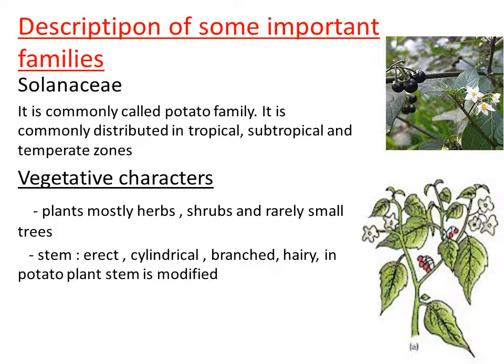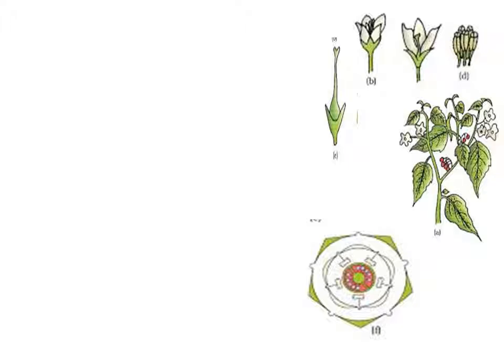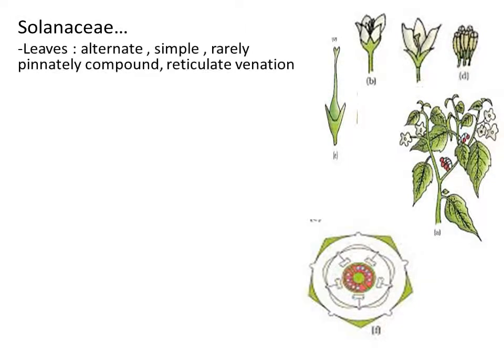Potato is a plant belonging to the Solanaceae family. In this plant we can see stem modification. The stem gets modified in the underground part of the plant into tubers. So this is about the characteristic features of the stem. In most of the plants the stem is erect, cylindrical, branched and hairs are commonly present on the surface of the stem, and in the potato plant the stem shows modification in order to store reserve food material. Yes, let us move to another vegetative part of the plant, that is leaves.